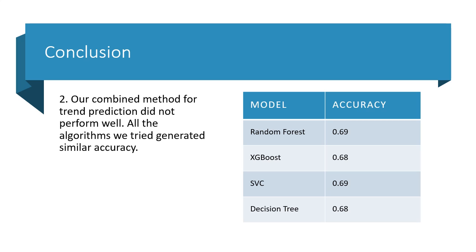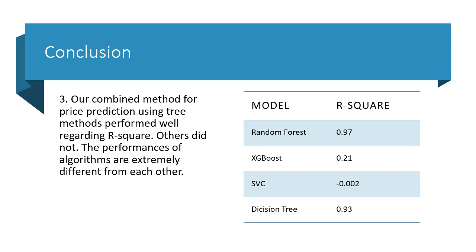We assume it might be caused by several reasons, including ARIMA might be able to generate values close to the true value but not trend, or maybe the trend is not really predictable in our case using our method. Our combined method for price prediction using tree methods performed well regarding R-square. Others did not. The performance of algorithms are extremely different from each other.